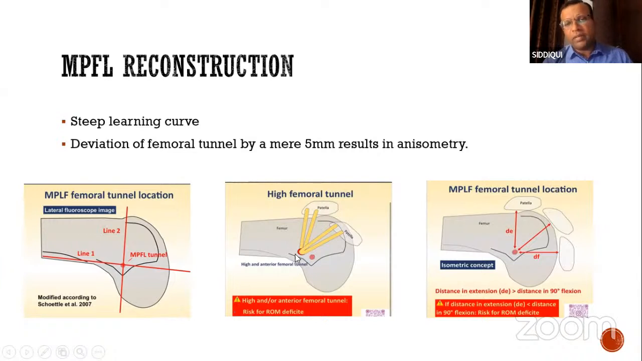If you put it a little proximally, we can see here that in extension it is normal, while on flexing it becomes tighter and will not allow the patella to slide in. As a result, there will be a range of movement deficit. Similarly, if you put it a little anterior, the same thing will happen.